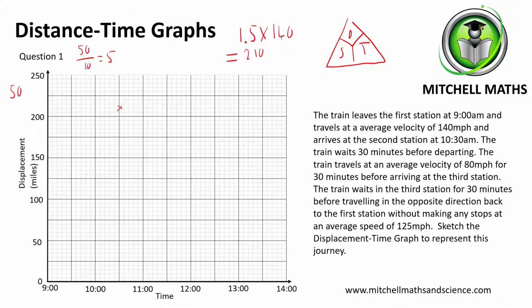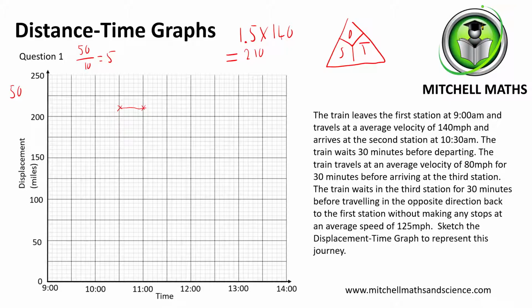210 at 10:30 AM. The next bit of information it tells us is the train waits for 30 minutes before departing. Okay, well, in that 30 minutes, it's not going to travel anywhere. So at the end of that 30 minutes, it's still going to be 210. And I just draw a straight line connecting those two dots.